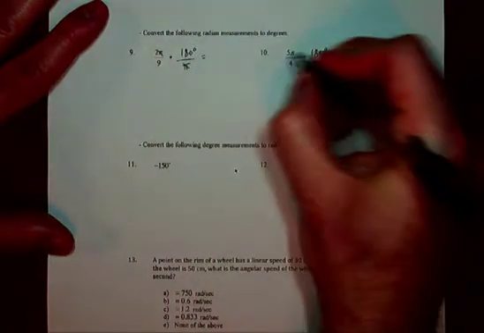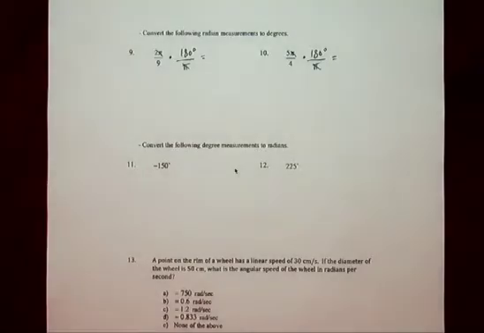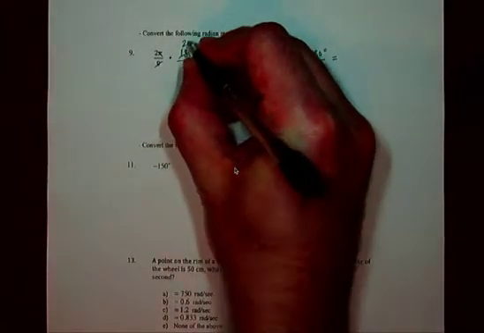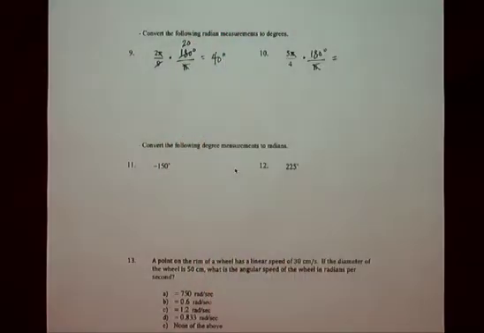The pi's, of course, are going to cancel out. This 9 and this 180 obviously have a common factor of 9. 9, 20, and so that winds up being 40 degrees.